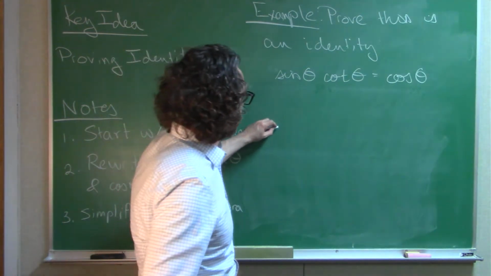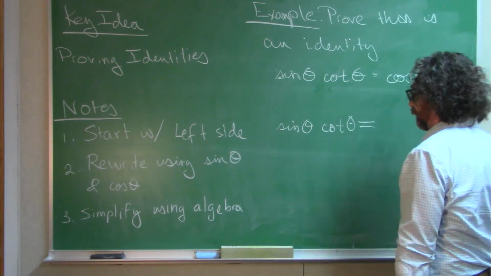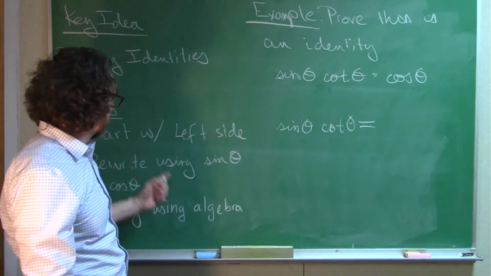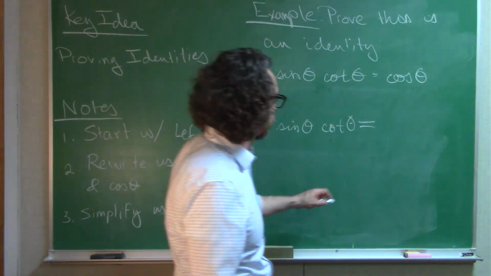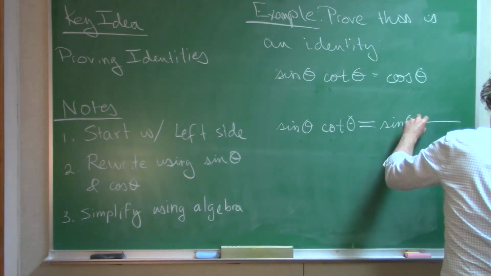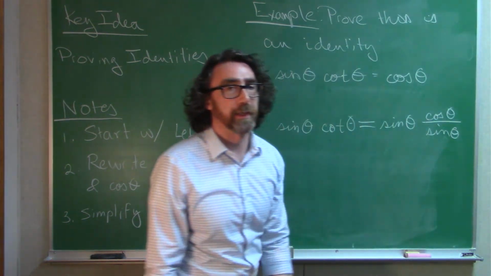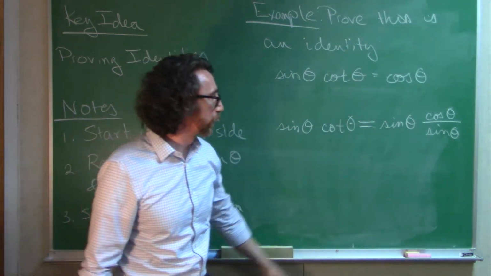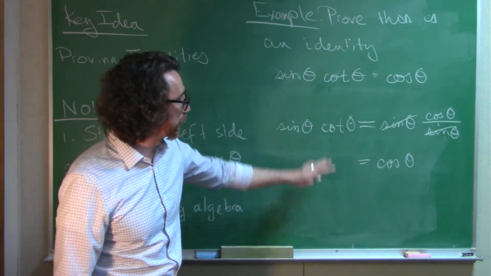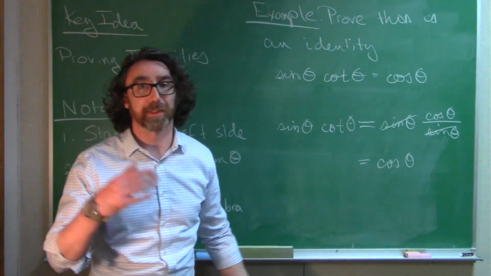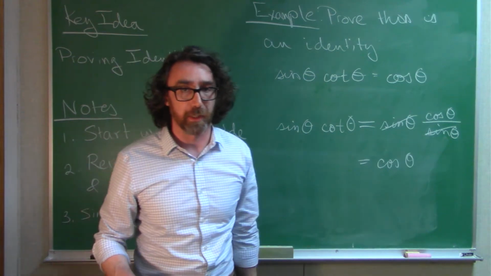So let's just follow our principles right here. I'm going to start by rewriting the left-hand side: sine theta times cotangent theta. Now, I'm going to rewrite using exclusively sine theta and cosine theta. Well, sine theta is already done. Now cotangent theta, I can use my ratio identity. Cotangent theta is cosine theta over sine theta. Sine thetas cancel each other out. We're left with cosine theta. So I've taken the left side and I've shown that I can transform it into the right side, proving that these two expressions really are equal for all values of theta.